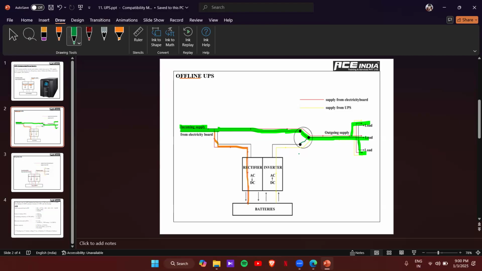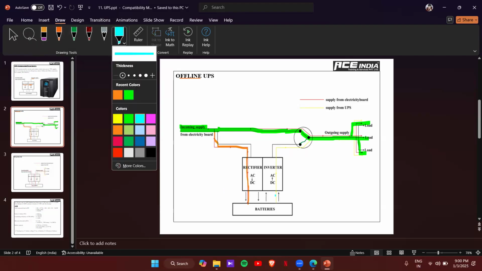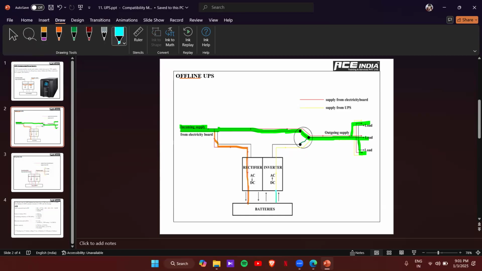We can set a timer for that, or an automatic changeover system. If there is no supply from here, it will switch back to the UPS side. In this case, from the batteries, it will go to the inverter. The inverter will convert DC back to AC, and it will go to the load. So that's how the offline UPS system works.